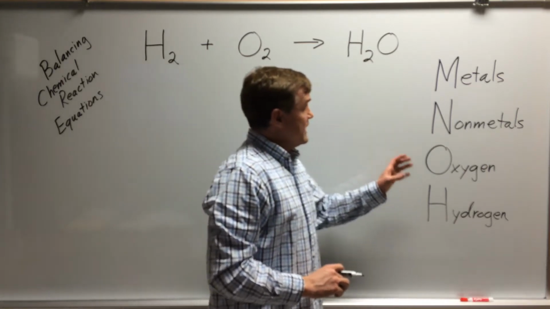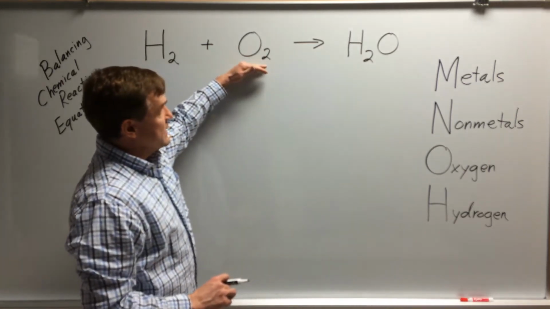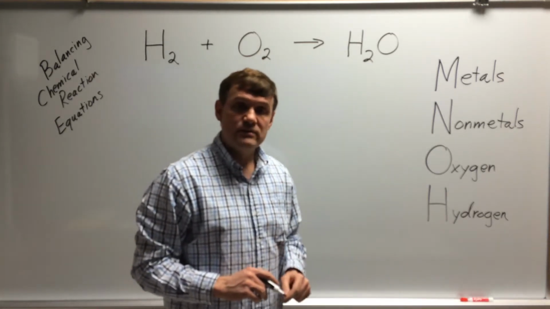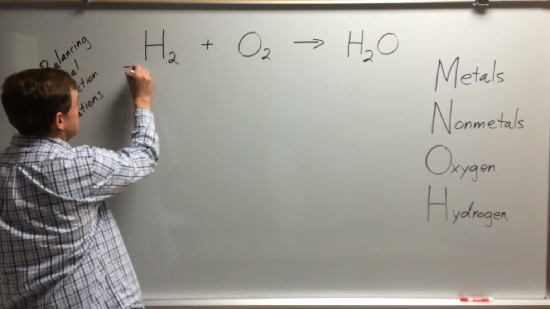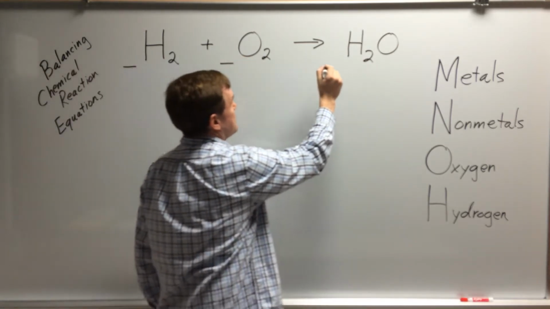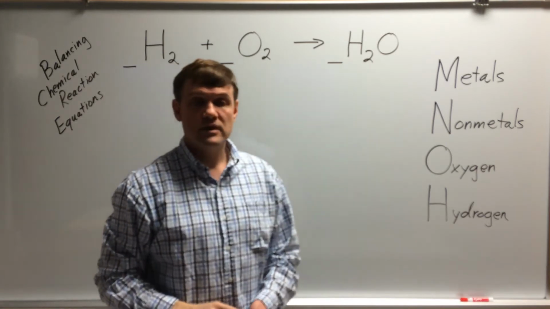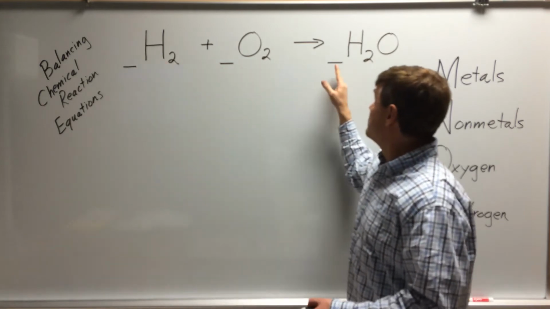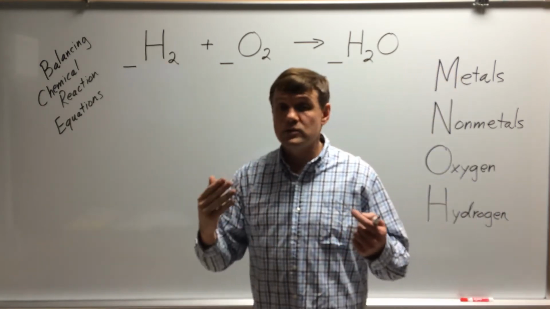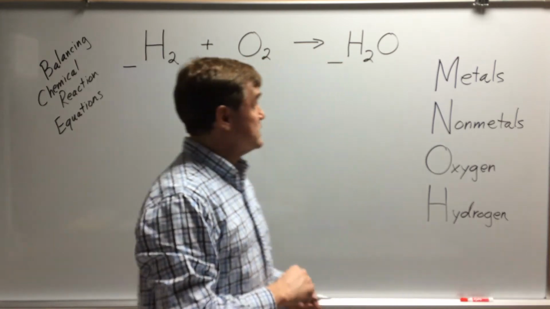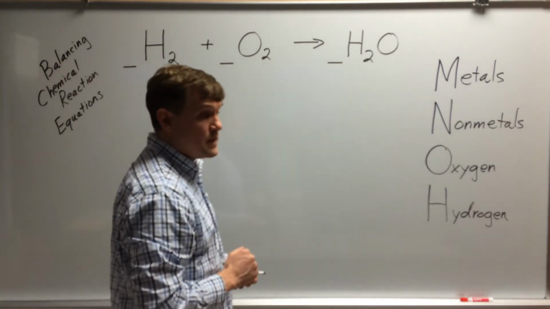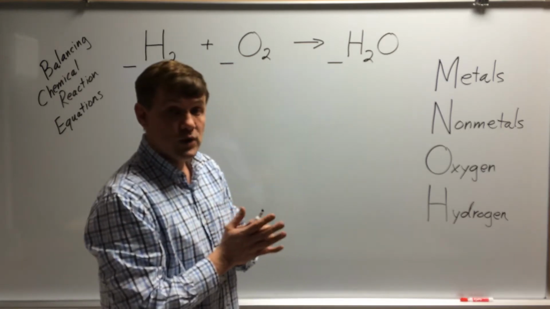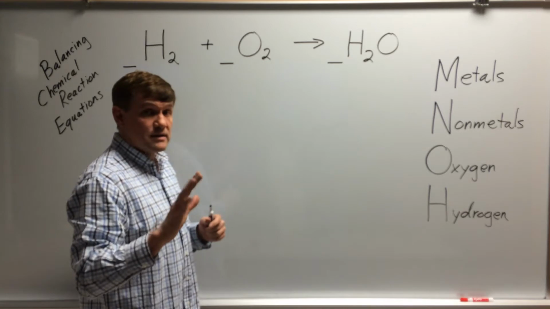So in order to balance this chemical reaction equation, I'm going to make some changes to it. The only changes that I'm allowed to make are changes to the coefficients, or the numbers that are in front of each of the compounds. As you look at this chemical reaction, you see that there are no numbers in front of each of the compounds, and if you don't see any, we assume that it's 1. So in this case, I've got a 1 in front of my H2, a 1 in front of my O2, and a 1 in front of my H2O. But again, as we saw before, it's not balanced.